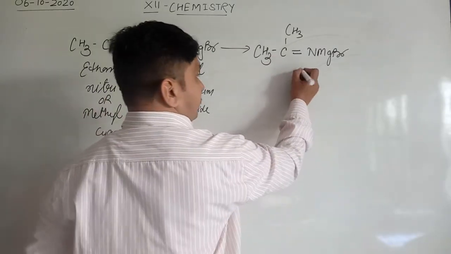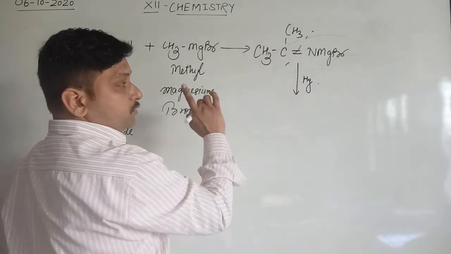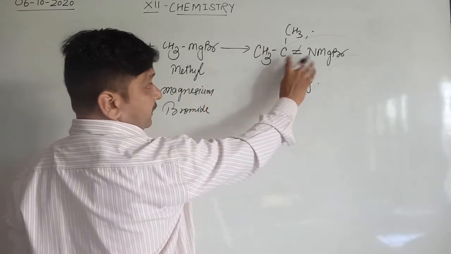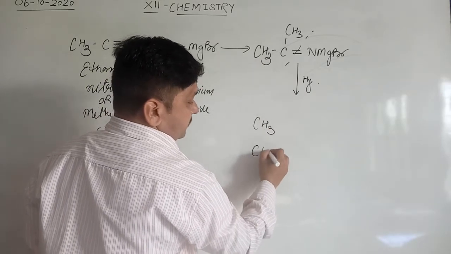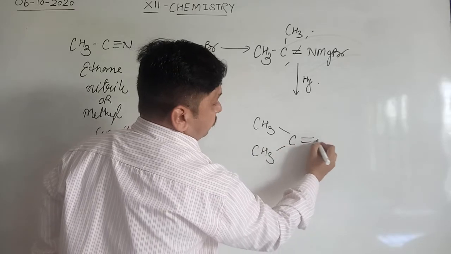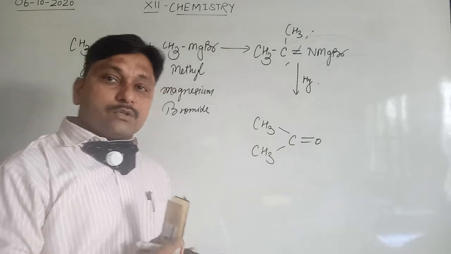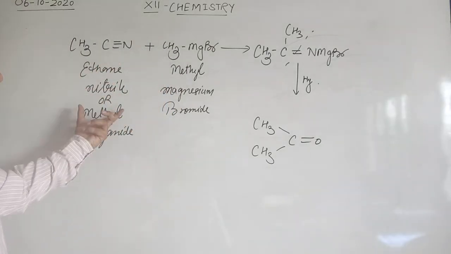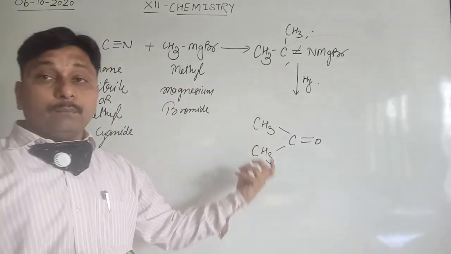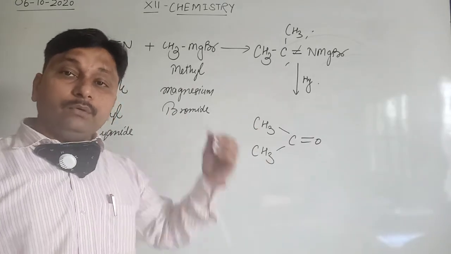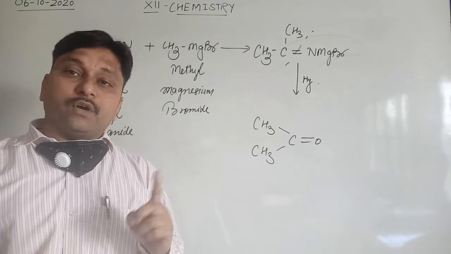And this compound undergoes hydrolysis. From this side the breaking of the chain will take place and it will convert into CH3 C double bond O, that is acetone. This compound converts into acetone. Clear? So see here, 2 carbon ethane converts into 3 carbon propanone. So this ethane nitrile converts into propanone, with 1 carbon atom more compared to this compound. Clear? So this is the second method for the formation of ketones from nitriles.